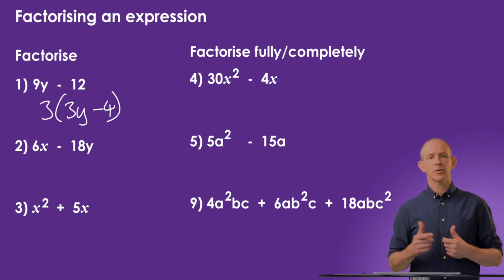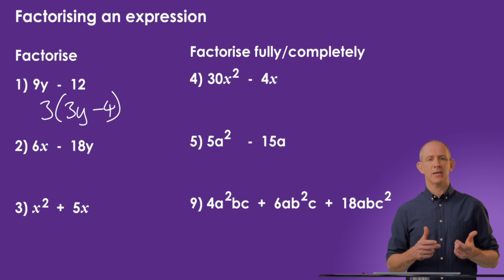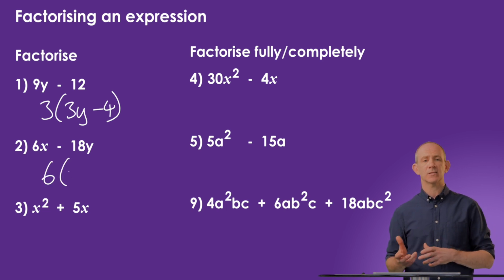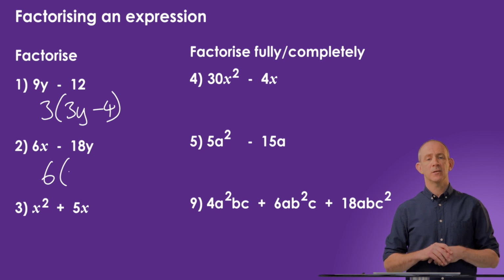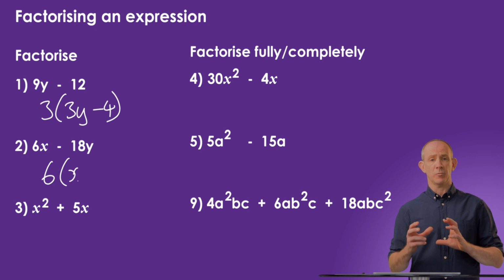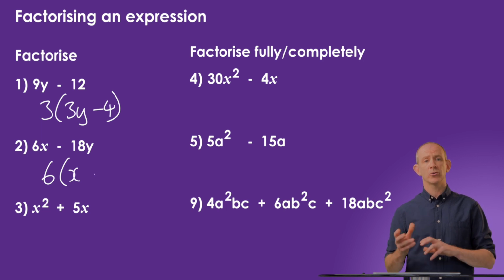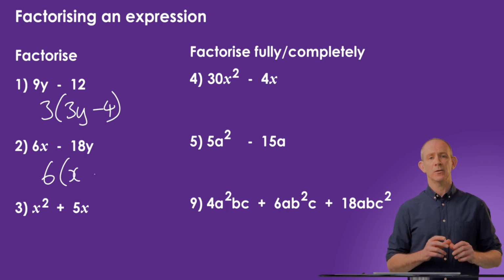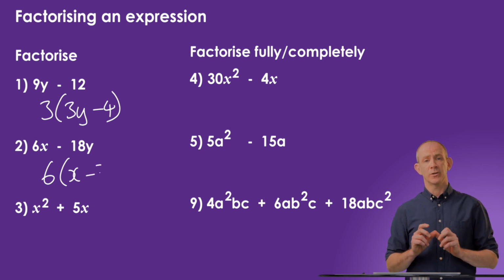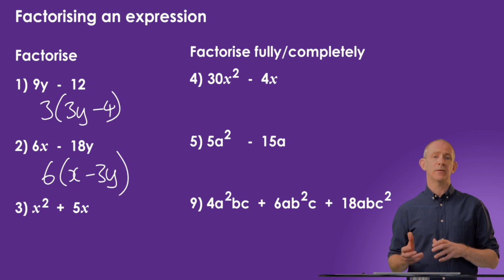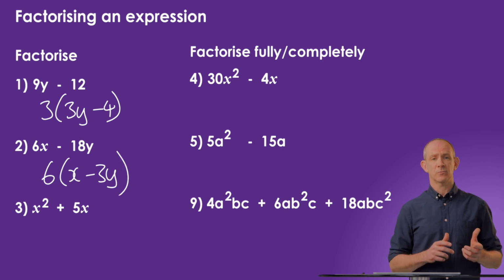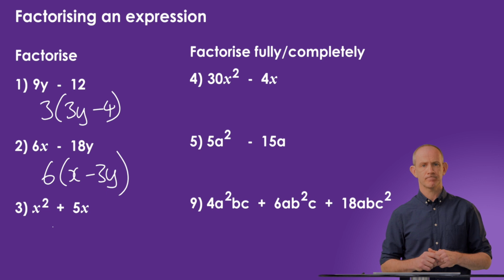In the next one, the common factor between 6x and negative 18y is going to be 6. So we'll take that outside of a set of brackets. In order to get the 6x in the original expression, we'd have to times it by x, so that would be the first term in our brackets. And in order to get negative 18y, well, negative 3 times 6 would give negative 18. So we'll put negative 3 and y, because negative 3y times 6 would give us negative 18y.